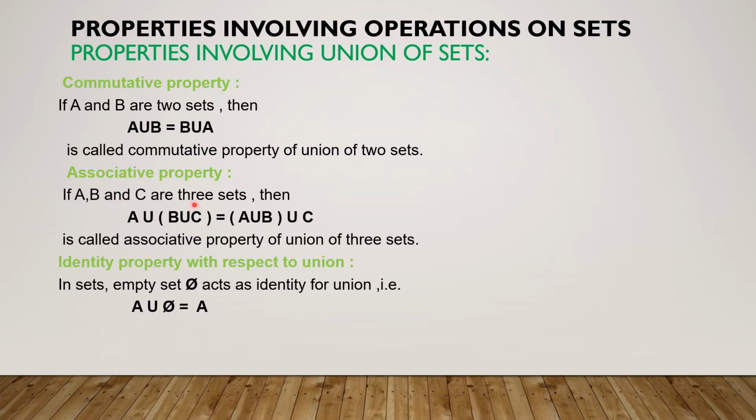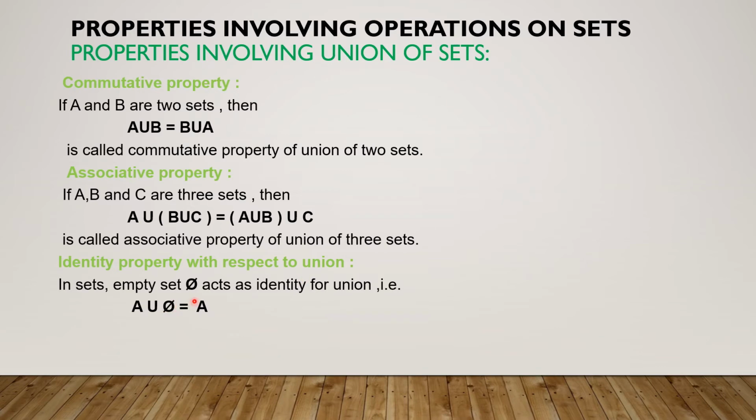This is associative property. Students, here we have all the values A union B union C, A union B union C, all the values on right side and left side are same. The difference is only of small brackets. On left hand side, small bracket is on last two values, while on right hand side it is on first two values. Now, identity property with respect to union.